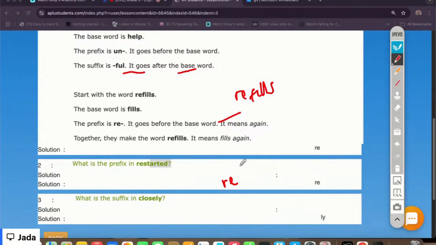All right. So we also have, what is the suffix in closely? What will be the suffix here? The suffix will be ly. So the ly here is the suffix, because the suffix usually comes at the end. It never comes at the beginning, it always comes at the end. All right, so let's look at some more examples.